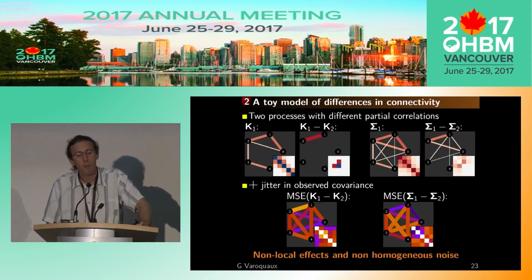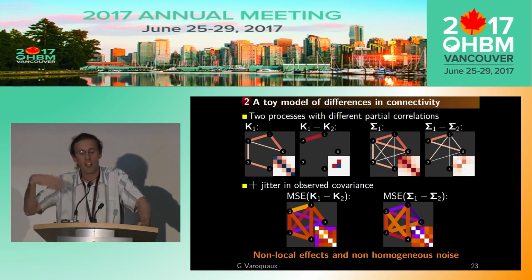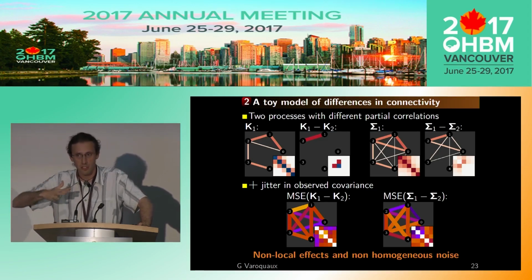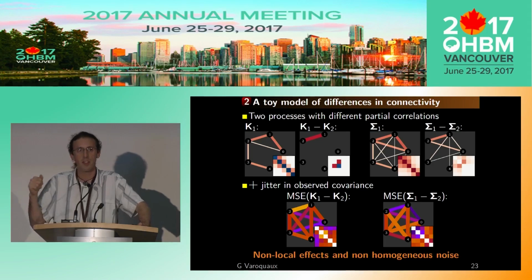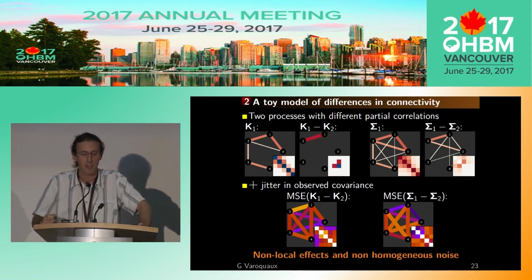So what we can do is a small simulation to understand things better with a very simple model. I've simulated 2 different graphs, small ones that vary by one and only one edge in their partial correlations. So they've got one focal difference in their partial correlation, and the covariances, on the other hand, have an extremely distributed difference, and it's because covariances capture indirect effects. So this is not surprising.